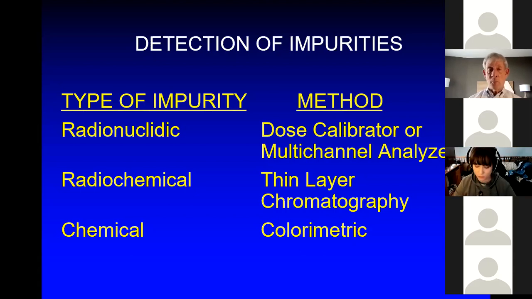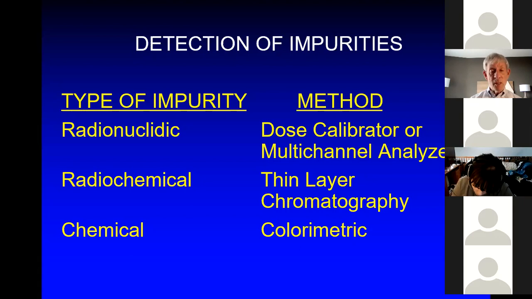But to check routinely for molybdenum, a dose calibrator is fine. Secondly, there are radiochemical impurities, and today what we use is thin layer chromatography, or we might even use paper chromatography. And you probably have seen the chromatography strips that are used in the hot lab. They're small, about 6 centimeters tall and maybe 7 or 8 millimeters wide.